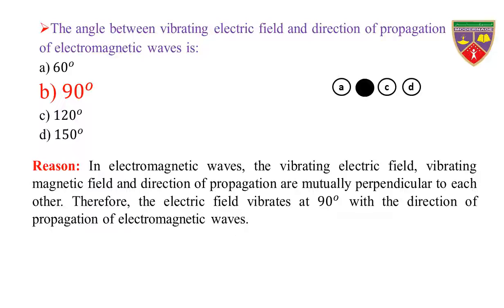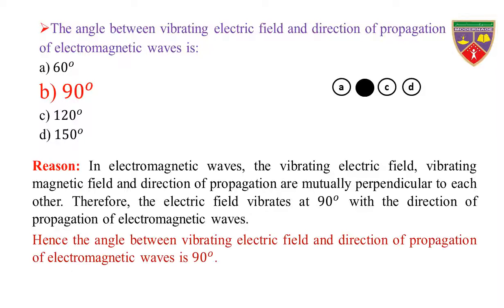Reason: in electromagnetic waves, the vibrating electric field and direction of propagation are mutually perpendicular to each other. Therefore, the electric field vibrates at 90 degree with the direction of propagation of electromagnetic waves.